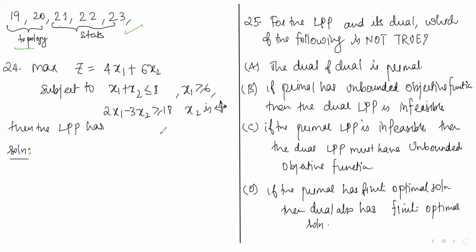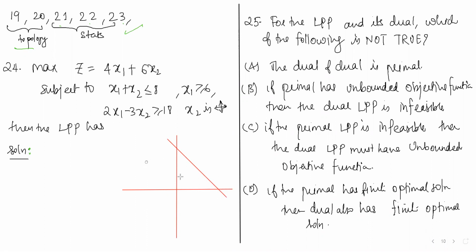So here we go. Now, we need to maximize this: z equal to 4x1 plus 6x2, subject to x1 plus x2 less than or equal to 8, and 2x1 minus 3x2 greater than or equal to 18. So let us solve this. It says x1 is greater than or equal to 6 and x2 is unrestricted, meaning there is no restriction on x2. And x1 plus x2 less than or equal to 8 is given by this line, and 2x1 minus 3x2 greater than or equal to 18 is this line.